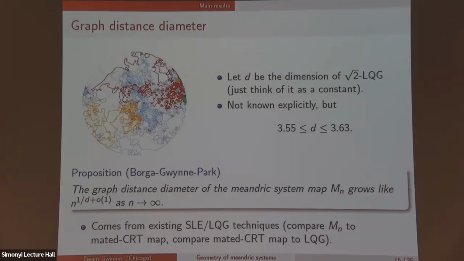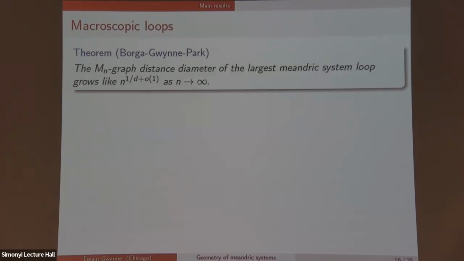Okay, so right, we know the asymptotic growth rate of the graph distance diameter. And what we show is that if you take this uniform meandric system and look at the largest meandric system loop, viewed as a subset of this planar map, then the graph distance diameter of this largest loop with respect to the graph distance on Mn is also growing like n to the 1 over D as n goes to infinity. So the graph distance diameter of the largest meandric system loop is of the same order of magnitude as the graph distance diameter of the whole meandric system, meaning that the largest loop is macroscopic in the sense of graph distances.